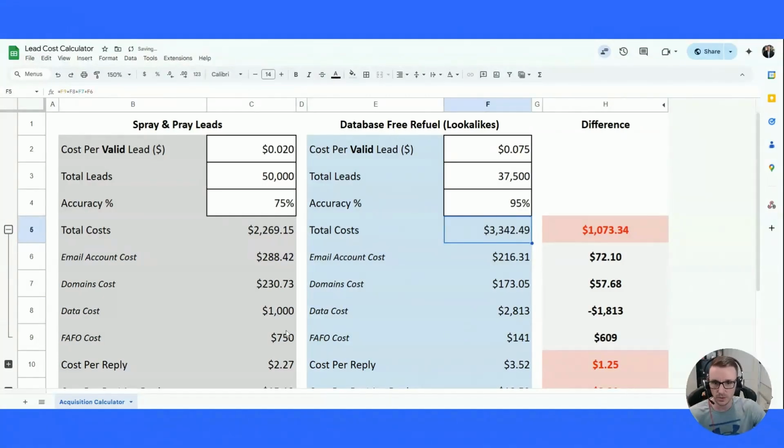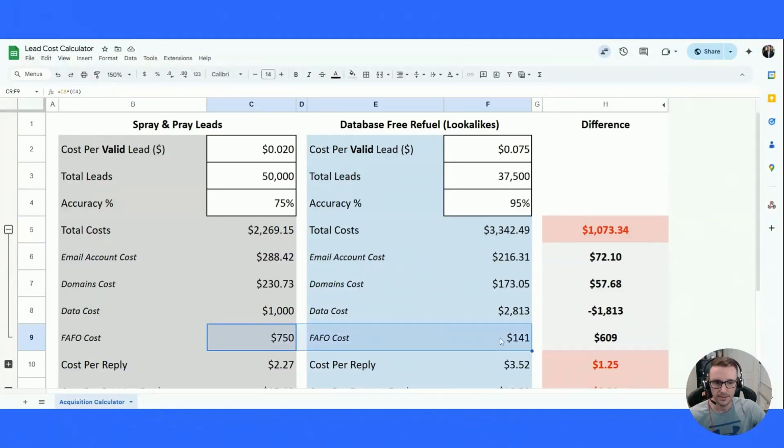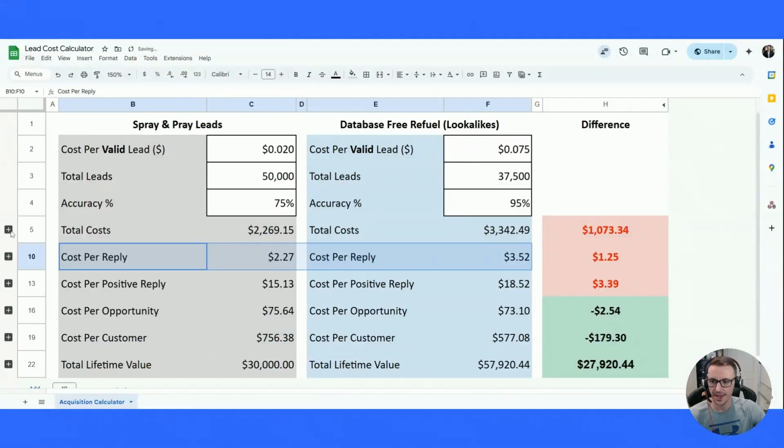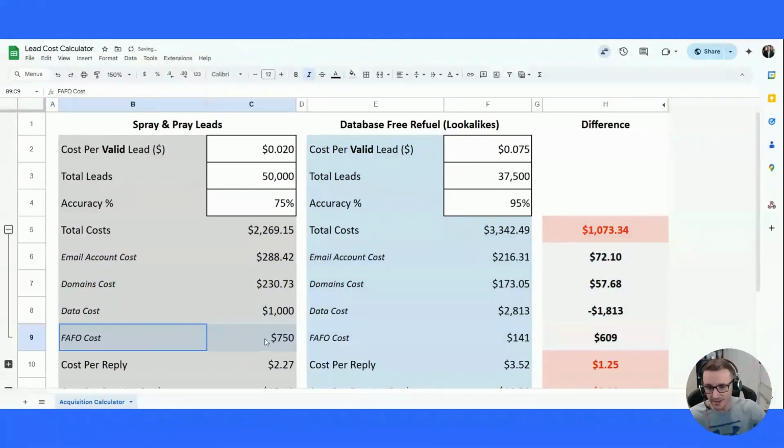And this is a real cost. This isn't zero. There are labor costs and all this kind of stuff. You've got to factor that in. And the other thing this really isn't factoring in is the downtime of your campaigns.